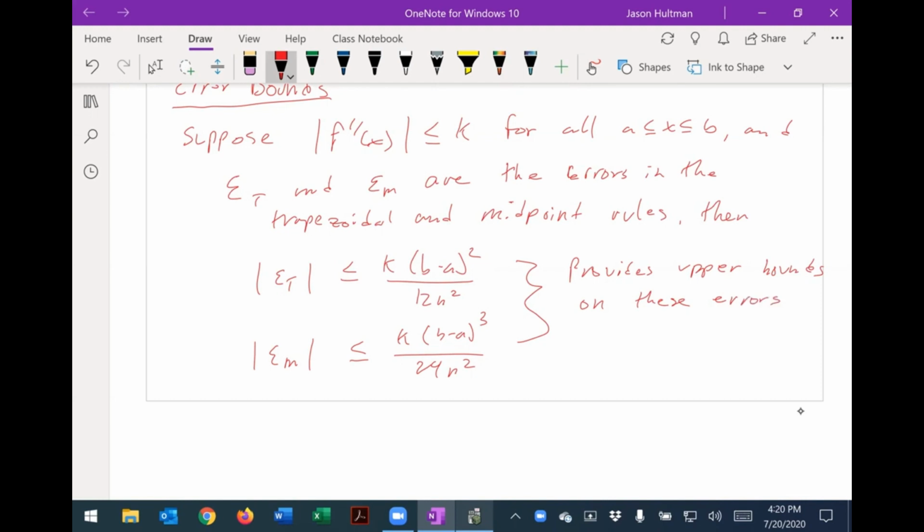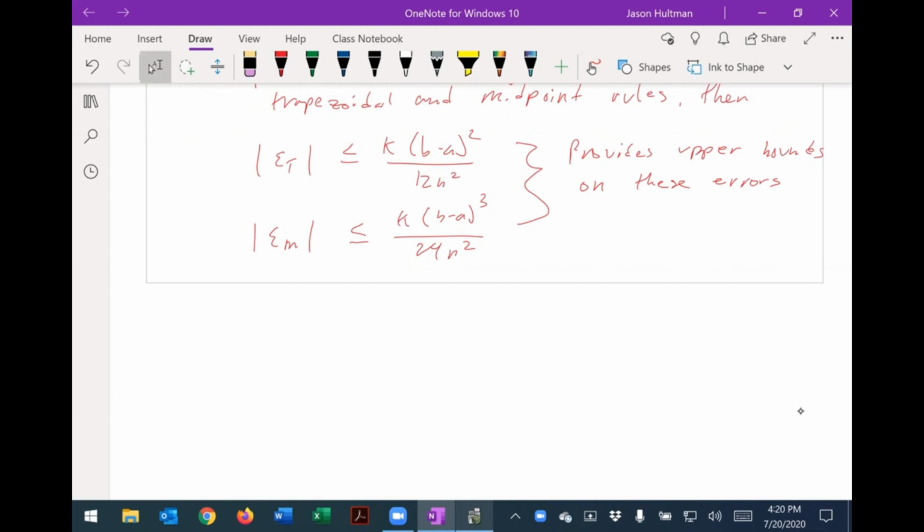Okay, so let's work with these errors real quick. Let's go back to our friend, 1 over x, the integral from 1 to 2 of 1 over x dx. Let's find an error bound for the trapezoidal rule.